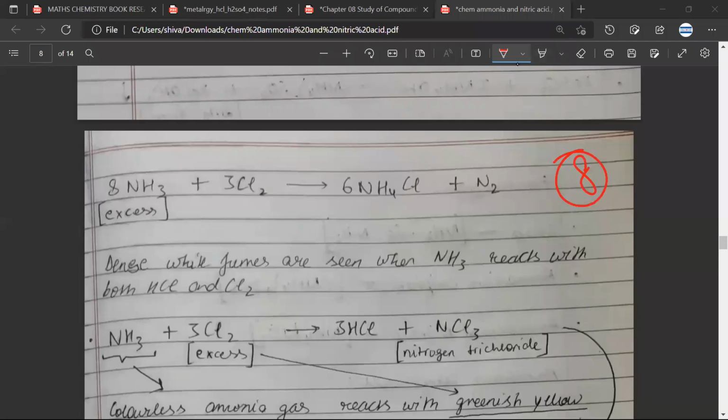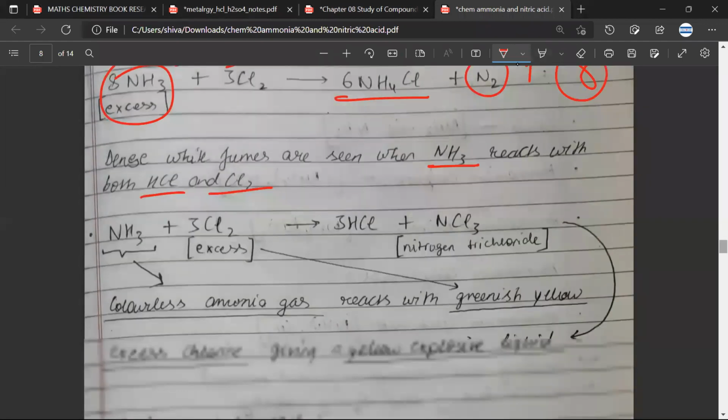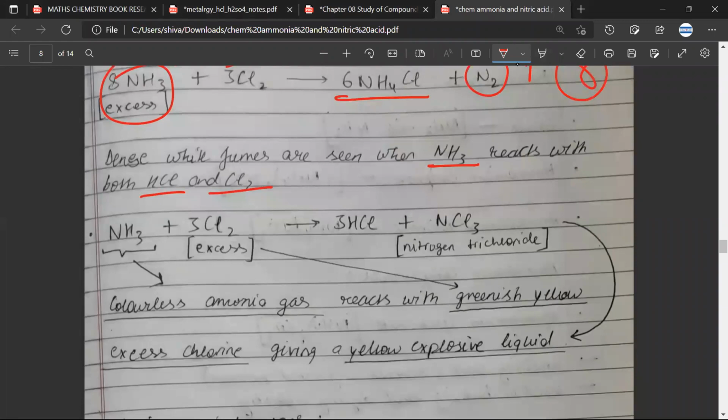So this section is basically when ammonia reduces chlorine to hydrogen chloride. So in this case, ammonia is in excess, which is added to chlorine, which forms NH4Cl, ammonium chloride, plus nitrogen, which is liberated as a gas, and dense white fumes are seen when ammonia reacts with both HCl and Cl2.